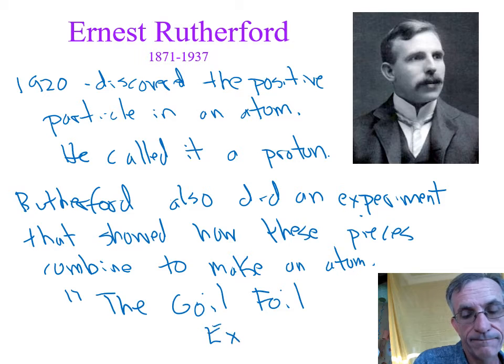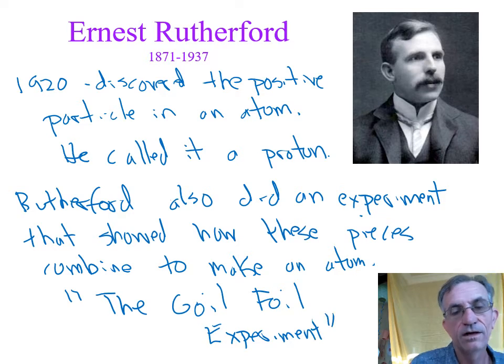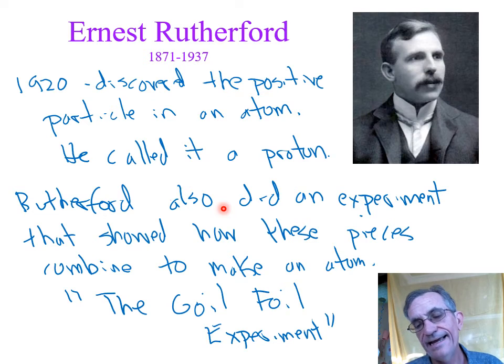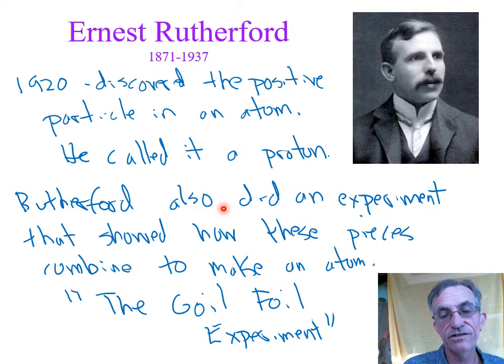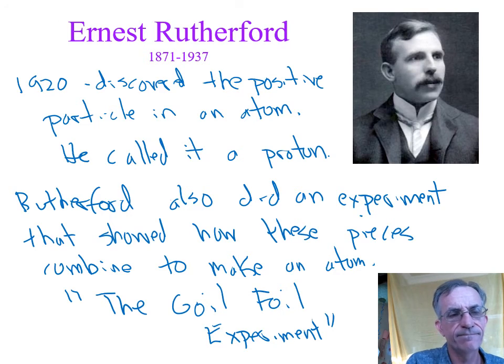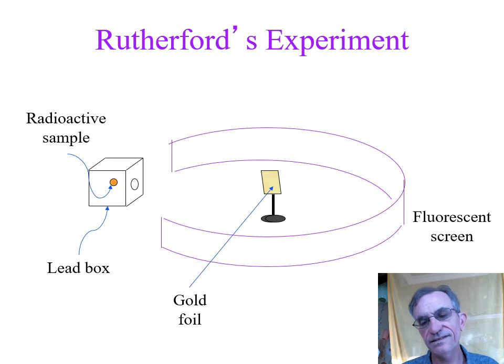All right. So Rutherford discovered the positive particle of an atom. The positive particle he called a proton. And not only did he do that, he also did an experiment that showed how these two pieces, the positive and the negative piece, get together to make an atom. That experiment is called the gold foil experiment. So let's go ahead and look at it. Okay, so this is what his experiment looked like. All right, 1920, 100 years ago exactly.